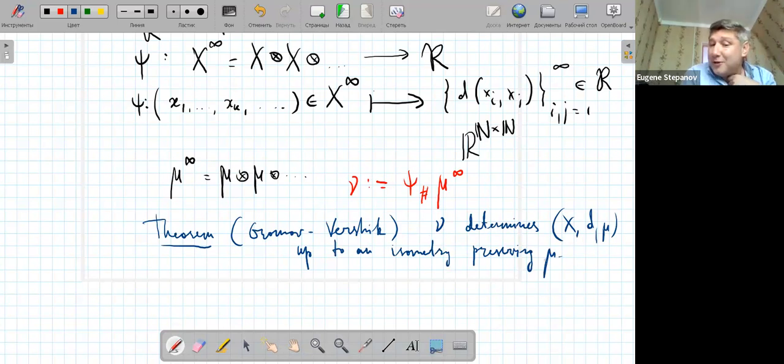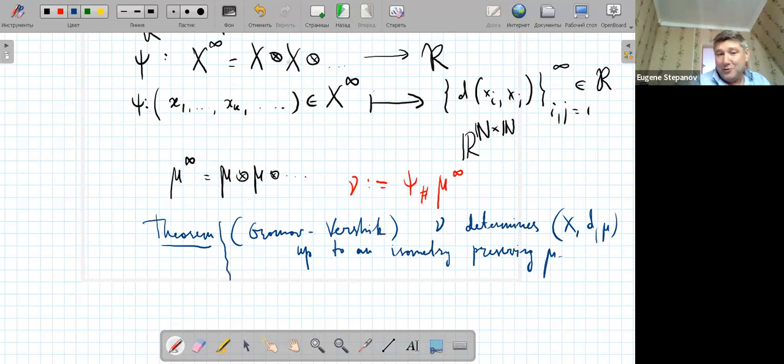Of course, when you have this information, you cannot hope to reconstruct your original set. You only have the information on distance matrices. So if you make some isometry, the distance matrices will remain the same. So this is the principal result. Okay.